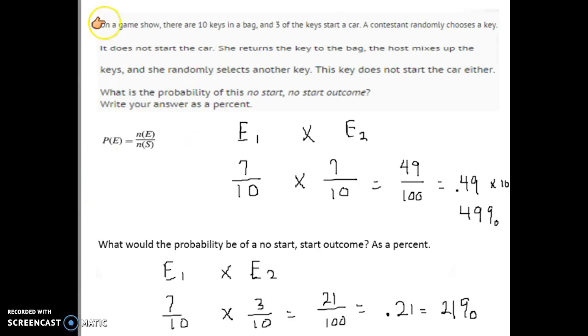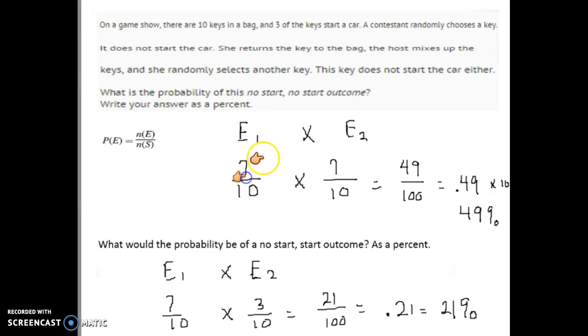Okay, my last one here is similar to the one that you're going to have. So we've got a game show, and we've got 10 keys that are in the bag. 3 of the keys start the car. A contestant is randomly going to choose a key. It does not start. She's going to return it to the bag. The host is going to mix up the keys. She selects another one, and she chose one that does not start again. So what is the probability of this happening? No start the first time, no start the second time. So remember, we've got 2 events, right? She's drawing 2 different times.